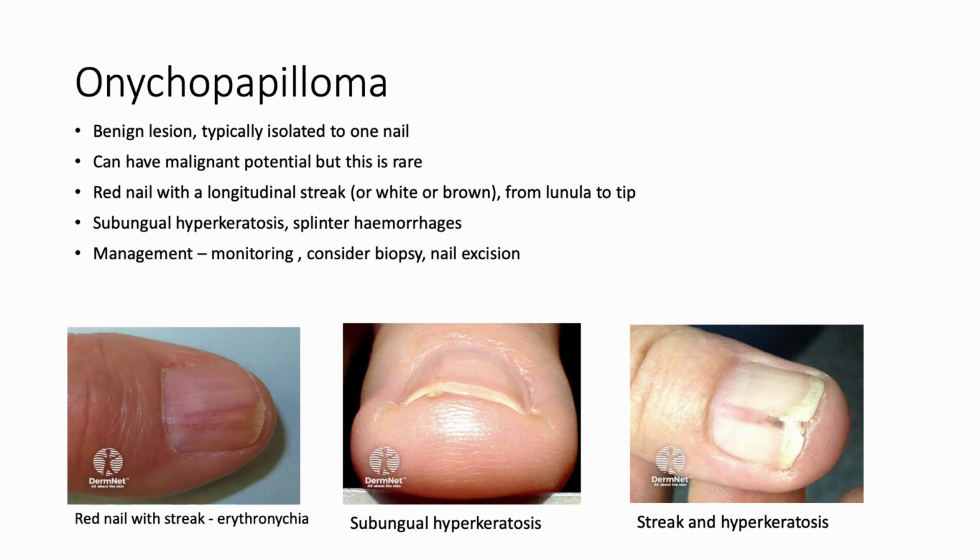In the first instance, it can be appropriate to monitor the lesion for any increase in size, change in shape, or change in uniformity, and if there is a high suspicion of malignancy, then you can consider a biopsy. Management can be either monitoring or nail excision at the time of biopsy, if indicated.